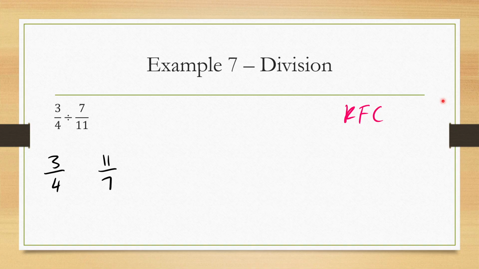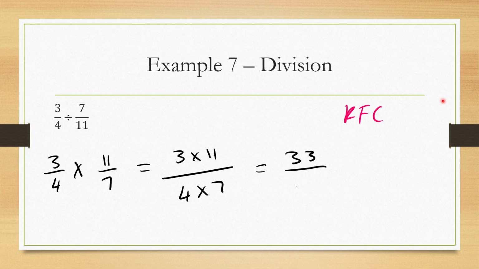Now I'm going to change the sign. So when I say change the sign, it's basically do the opposite version of the sign. So the opposite of division is actually multiplication. So you put the multiplication sign. Now what you do is you just multiply it as normal. So 3 times 11 over 4 times 7. This will give you 33 over 28. And as you can see in here, this is also an improper fraction. But not to worry, we are not looking at improper fractions now. We will look at that in a later video.